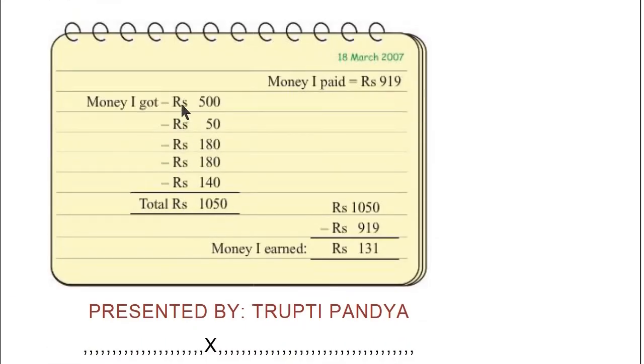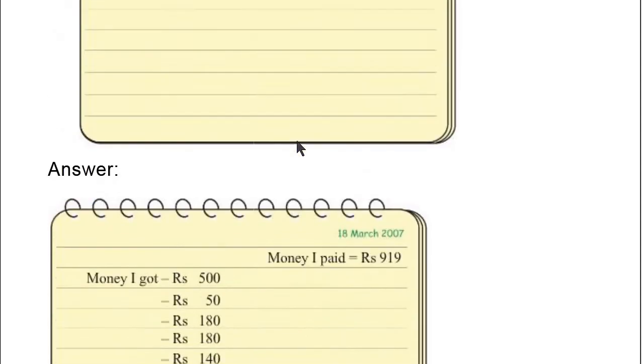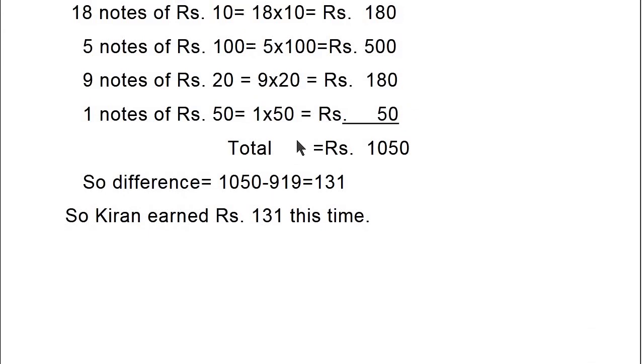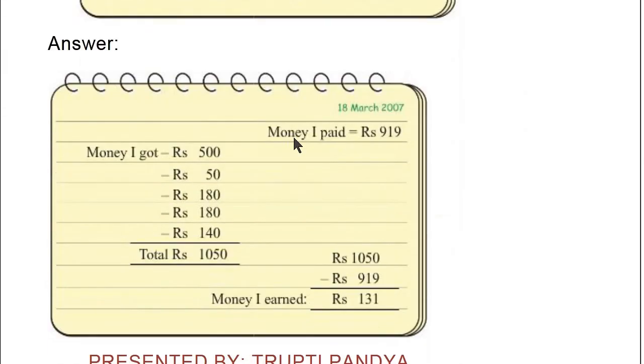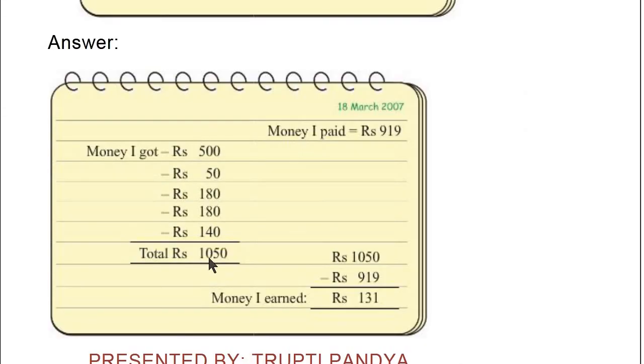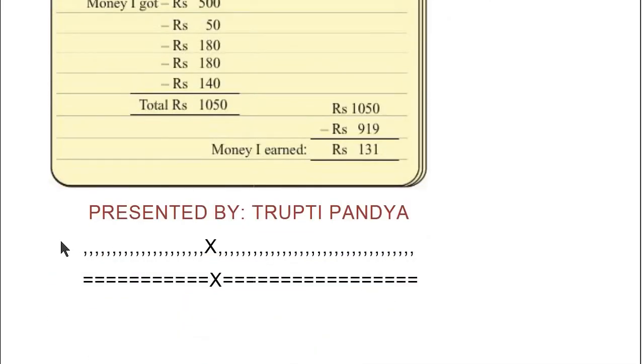And we write this way: 500, 180, 180, 140. And here we get 1050 rupees. Money paid 919. 1050 minus 919, and money earned 131. So this way our chapter number 6 is over.